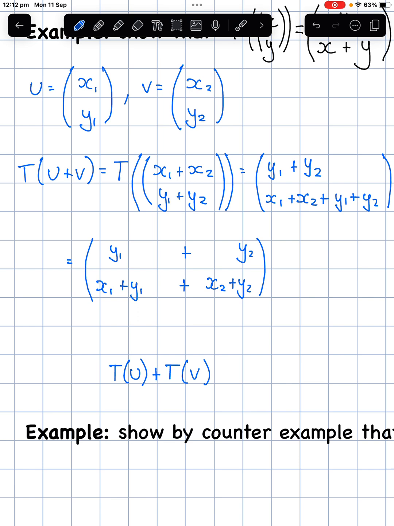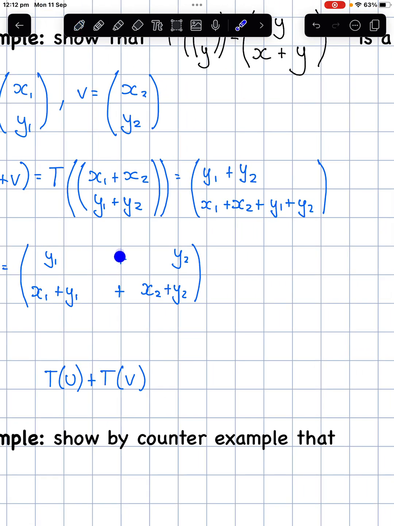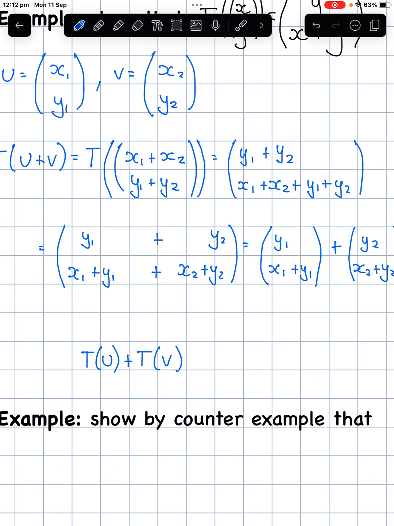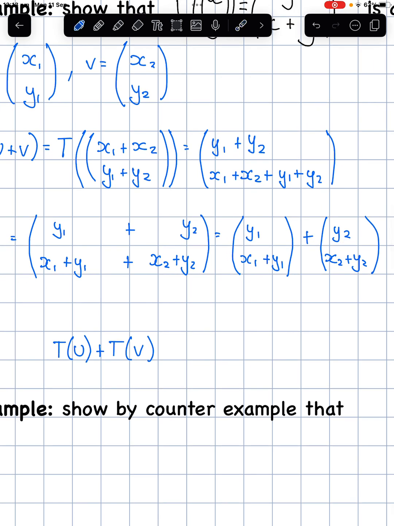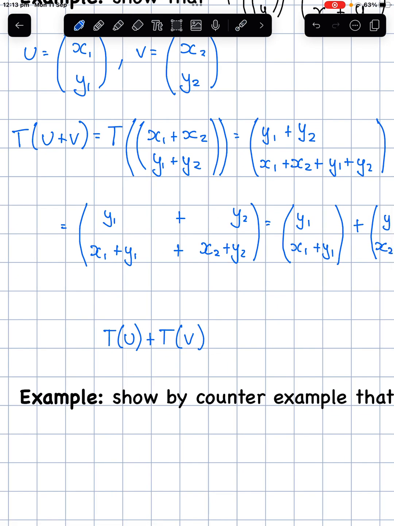And if you're looking at this, it's pretty clear that, because of the way we add matrices, these pluses in the middle mean we can write this as two separate matrices: y1, x1 plus y1, plus y2, x2 plus y2. And now looking at that, this conveniently is u. This value here is Tu.